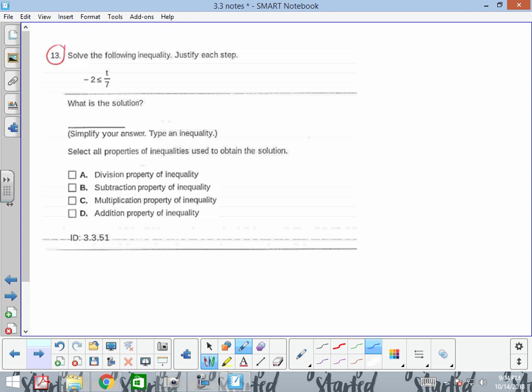All right, on this one it says solve the following inequality, and it says justify each step. First of all, just to make it easier, I'm going to go ahead and switch this around. So what would I do to solve for t? I would multiply both sides by 7. So t is greater than or equal to -14. What did I do in that particular instance? I used the multiplication property of inequality, so that is C.